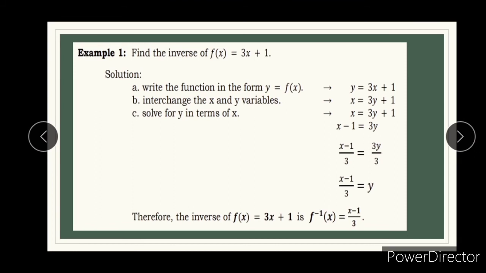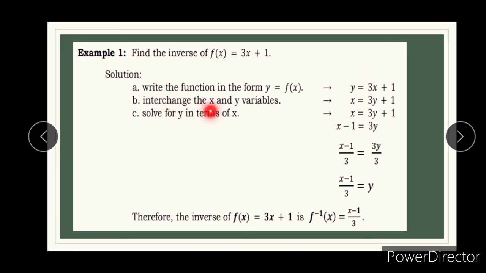For you to understand better, let us try the following examples. Number 1, find the inverse of f of x equals 3x plus 1. For the solution, step 1, write the function in the form y is equal to f of x. So we have y is equal to 3x plus 1. So we change f of x into y.